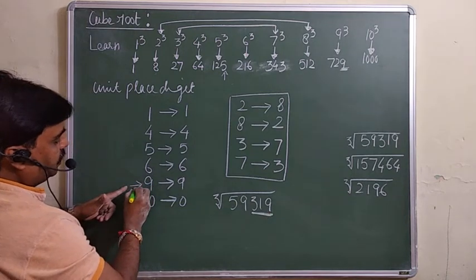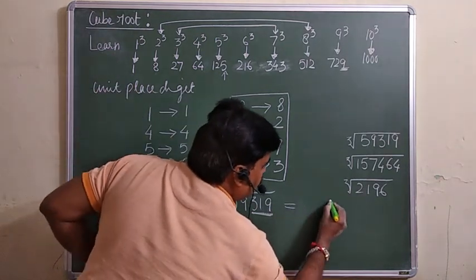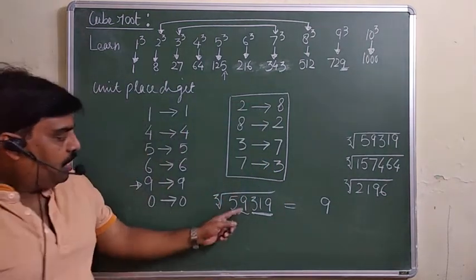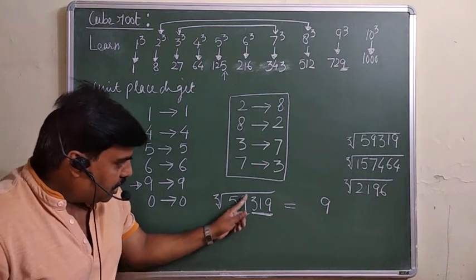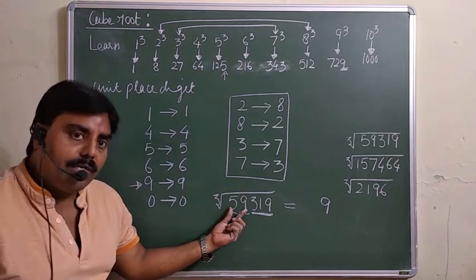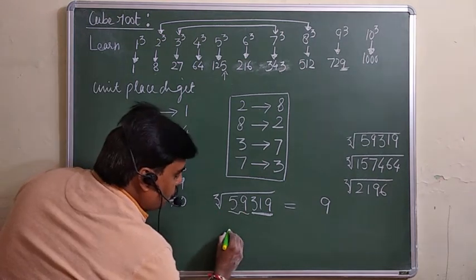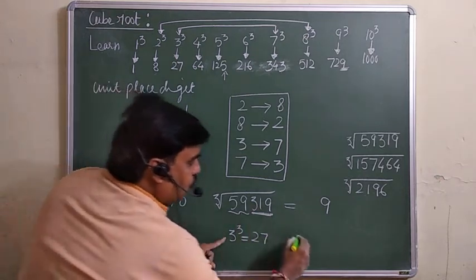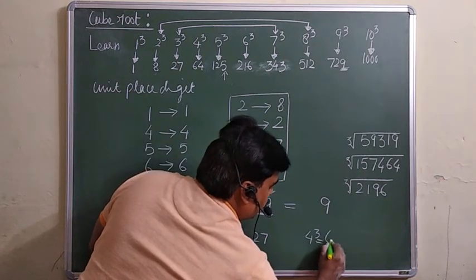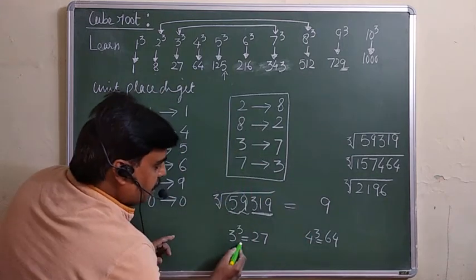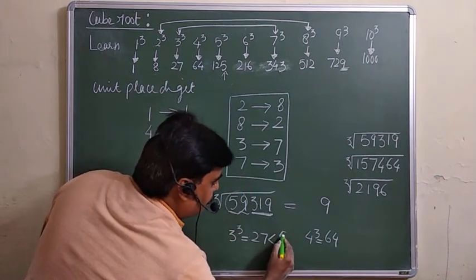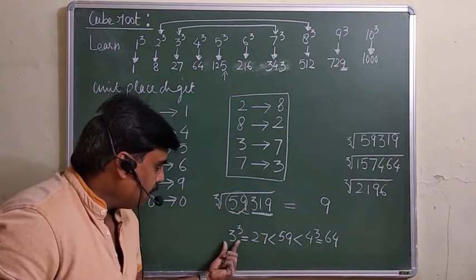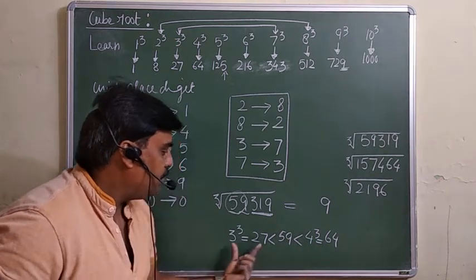If you look, the 9 is here, it means definitely your unit place digit will be 9. Now think about this number only: between the cubes of which numbers is this number lying? Just see here, if you do 3 cube, what you will get? 27. If you do 4 cube, 64. So this number is lying between the cubes of these two numbers. 27 is less than 59, but 59 is less than 64.